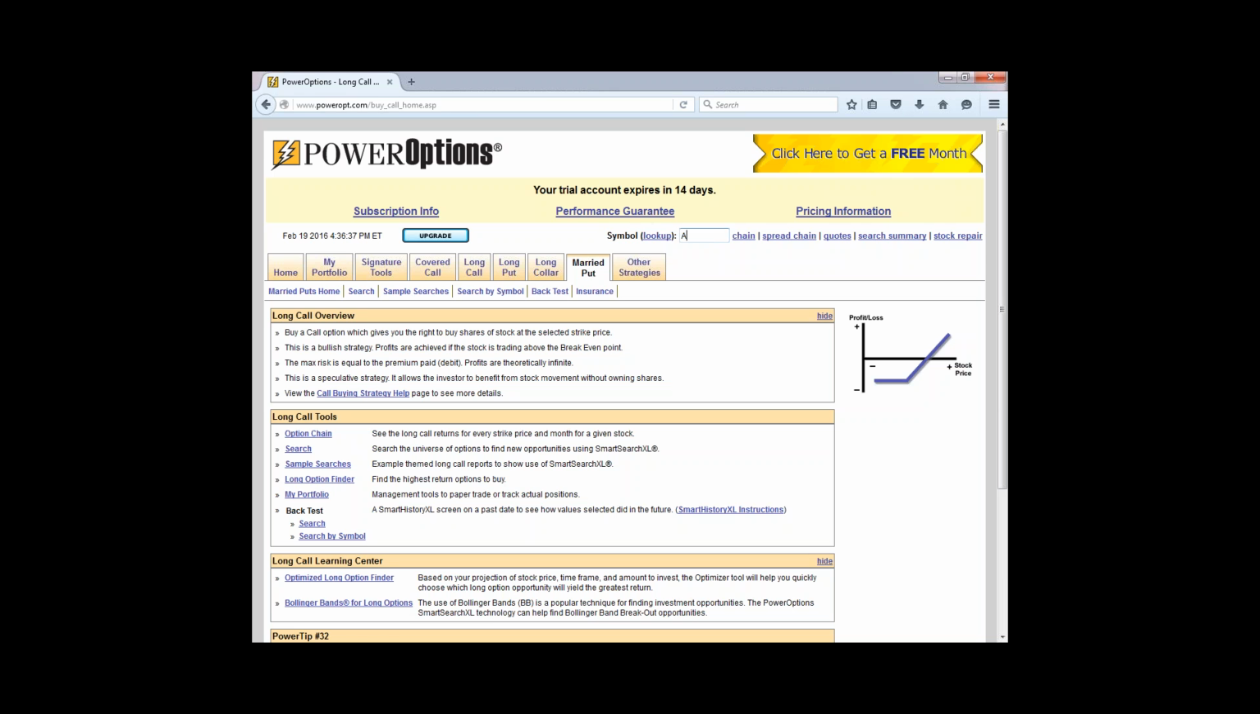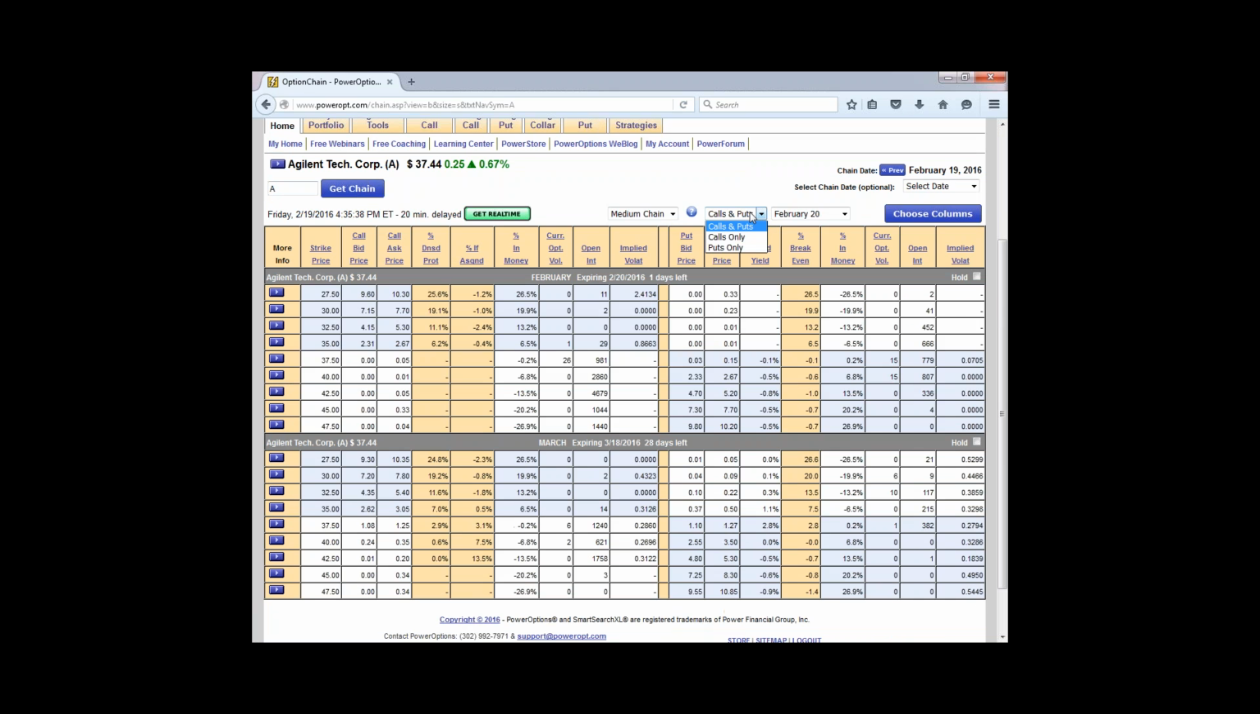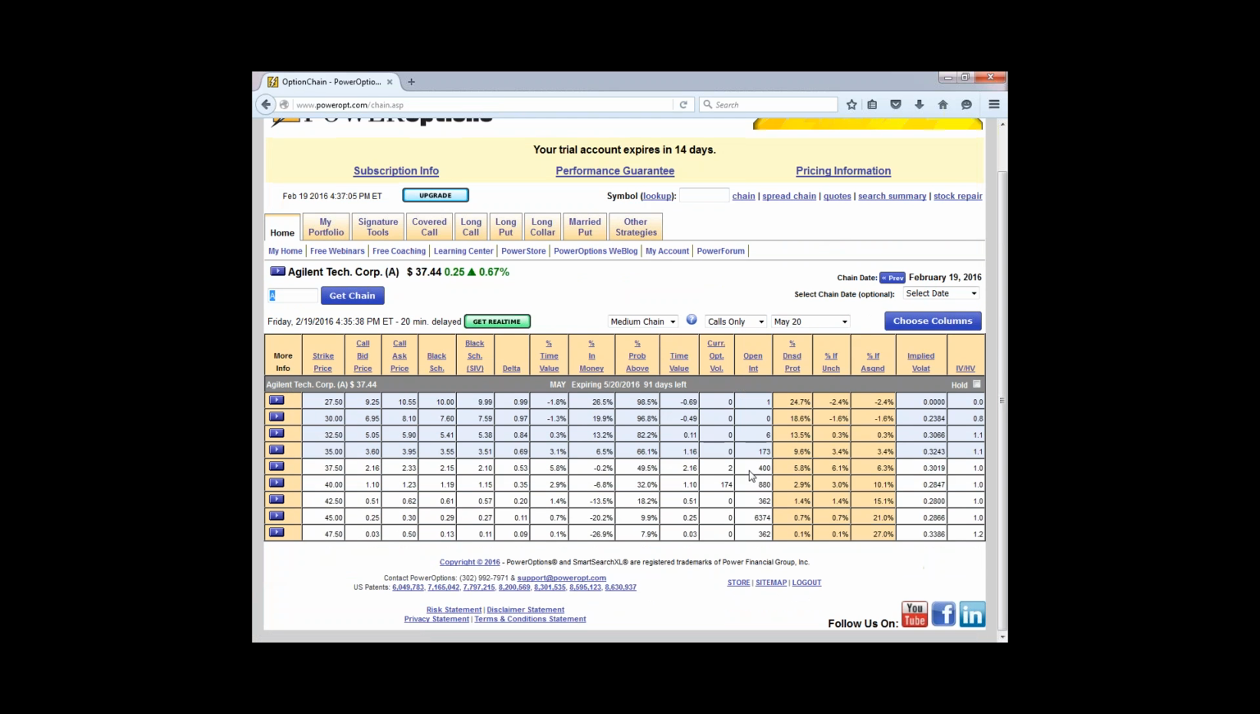We'll just go to a simple stock. Let's just go to Agilent, and let's go to the chain. And we'll just look at the long call chain a couple months out in time. Let's say we go to May, for example. Okay. Now, with level 1 trading, you're allowed to do covered calls, meaning you could buy stock and sell a call against it to generate a little bit of premium. You can do long calls, just buying calls, speculating on the movement of the stock, or buying puts if you have a bearish sentiment. And again, you could do long collars and married puts as well with level 1 trading.